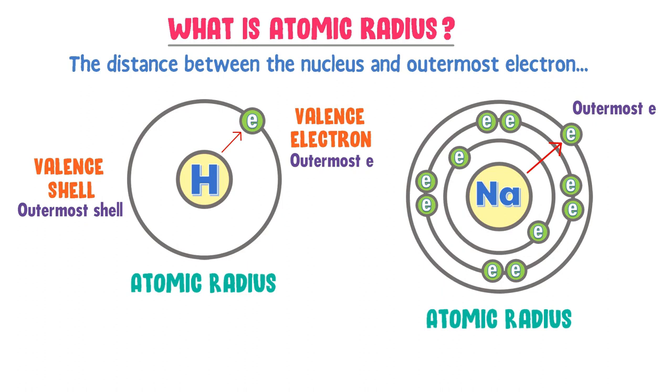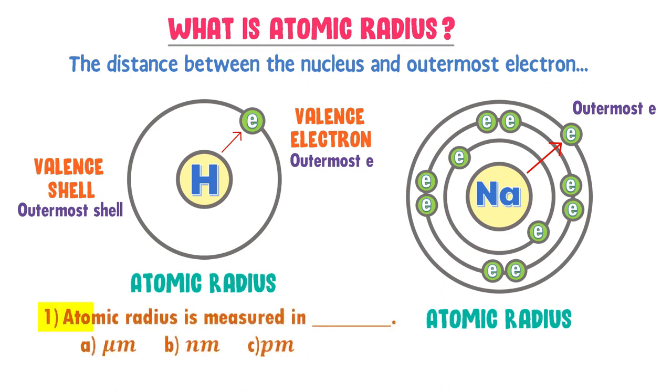Here, let me teach you a bonus MCQ. Atomic radius is measured in micrometer, nanometer or picometer. Well, the answer is picometer. Atomic radius is measured in picometer.